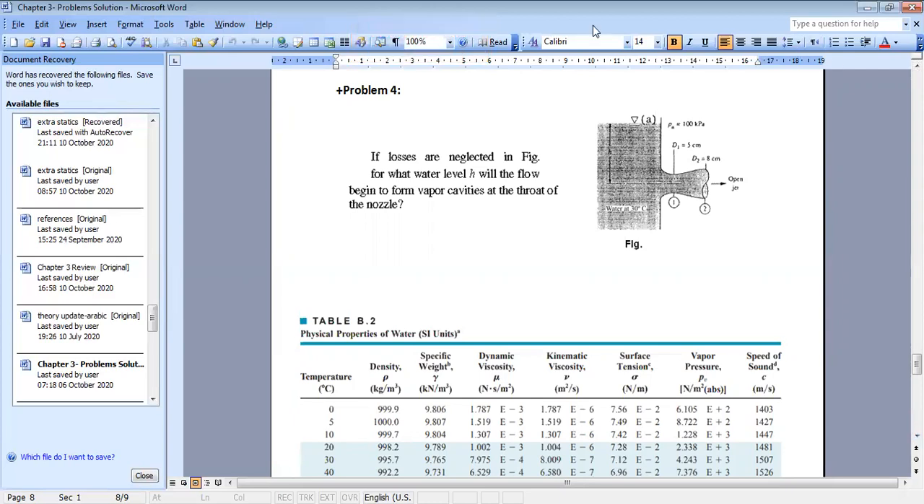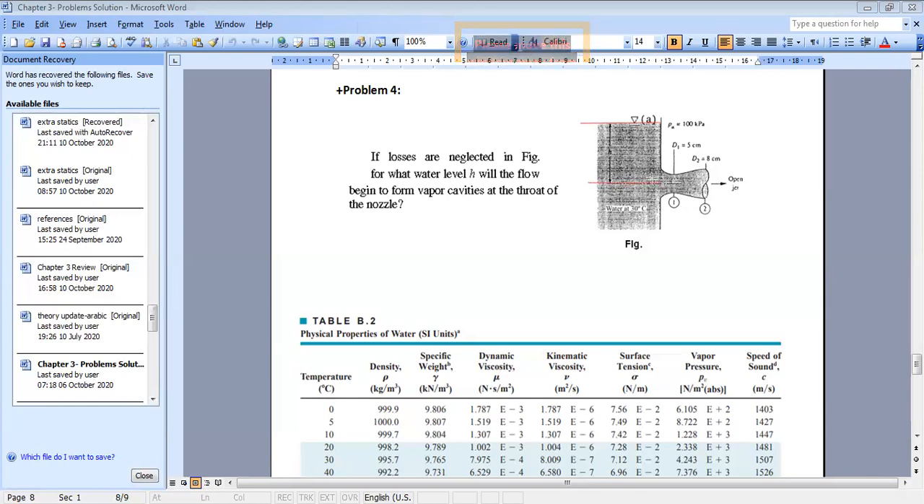So here, if I look, okay, very good. Why at 1? Because the cross-sectional area is smaller, so the velocity will increase, and when velocity increases, the pressure will drop. Very good.